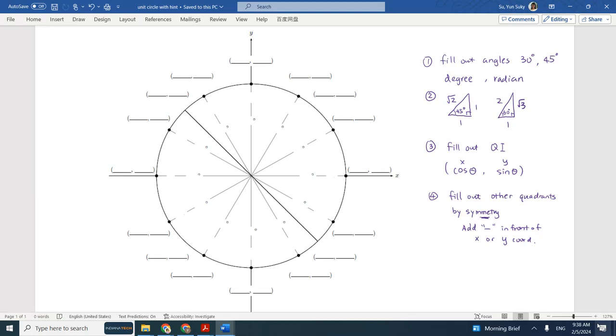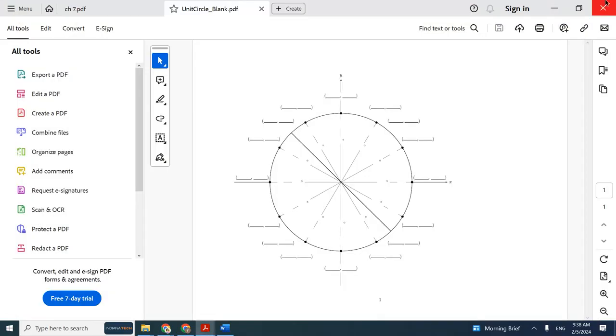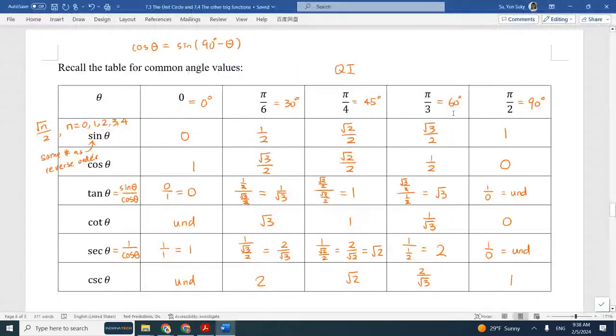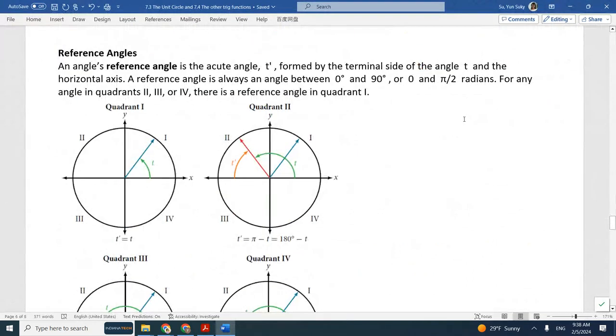All right. Okay. So let's continue with our handouts. So next one. All right. Next one. Reference angle. Okay. So using the unit circle, we figure out if we know the values in the first quadrant, we can kind of see the values in the other quadrants by symmetry, right?